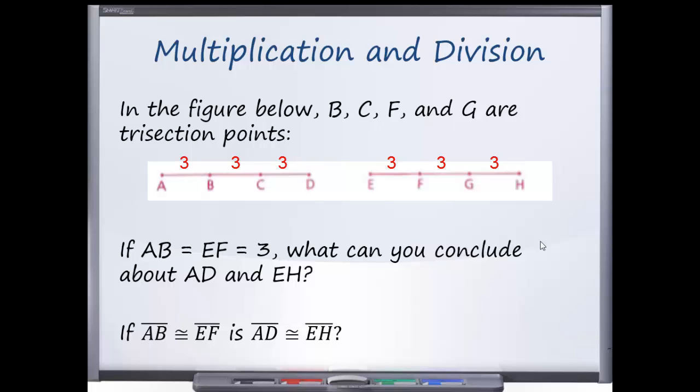So if segment AB and EF are congruent, can we make the conclusion that segment AD and EH are congruent? Well, yes, we can, because again, a trisection means we just divided it in 3. So if a portion of them are congruent, if we multiply by 3, we get the overall measure of the segment. So by multiplication, we can make the conclusion that those two overall segments are congruent as well.